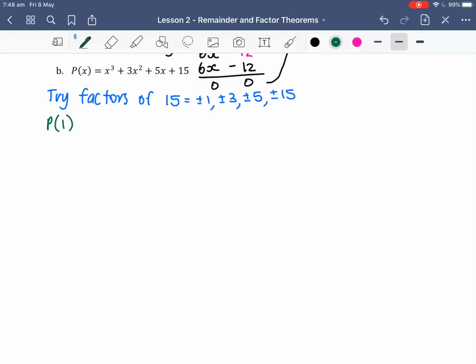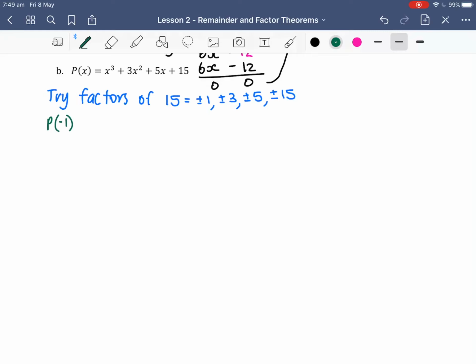So let's sub in p of 1. That's the first one that we always sub in. I like to just sub it into my calculator. So 1 cubed plus 3 times 1 squared plus 5 times 1 plus 15. That doesn't equal 0. Okay, so that's not going to be it. What about p of 3? So 3 cubed plus 3 times 3 squared plus 5 times 3 plus 15. That doesn't work. Okay, let's try the negatives of that.